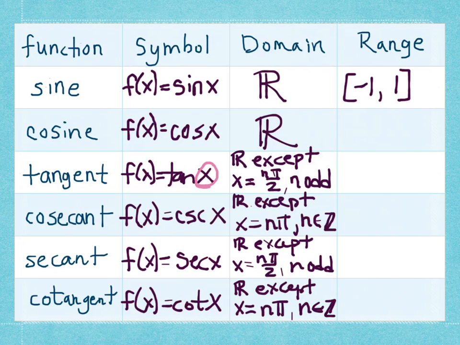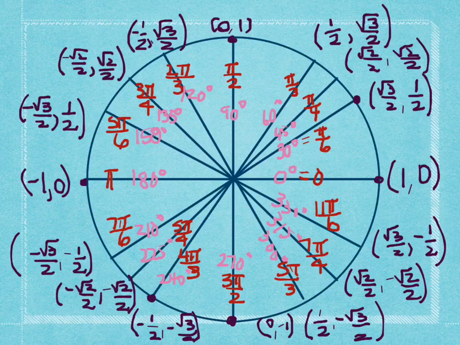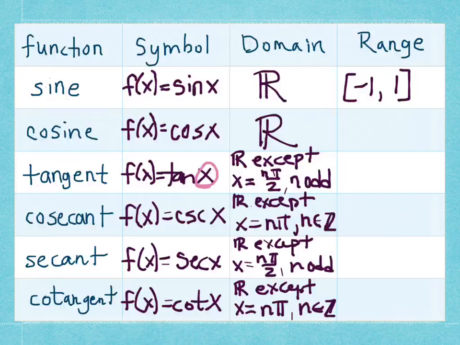The range for cosine, well, cosine's my x values. What x values do you see on this unit circle? I'm just looking at this axis now, right? The smallest x values over here at -1 and the largest x values over here at +1. So my cosine values go from -1 to +1.